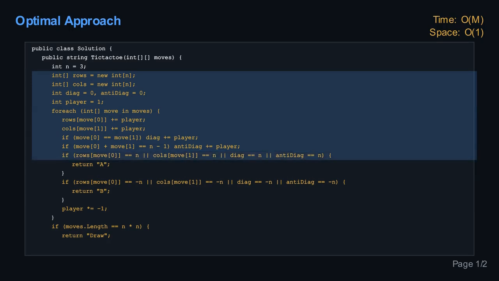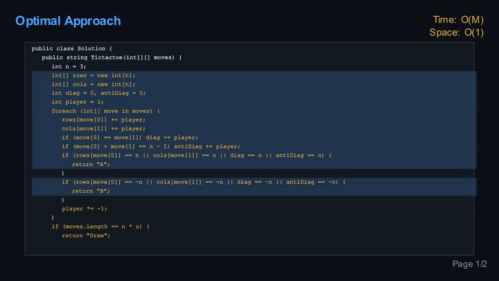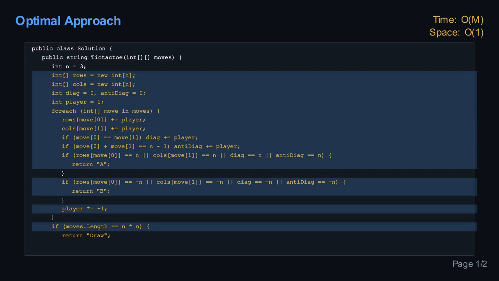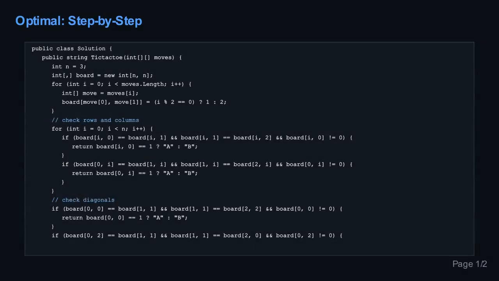For example, if rows at index 0 becomes 3, player A wins that row. If it becomes negative 3, player B wins. We check this after every move. This avoids full board scans. If no winner is found after all moves, we check if the total number of moves equals 9 for a draw, otherwise it's pending. Let's trace an example.